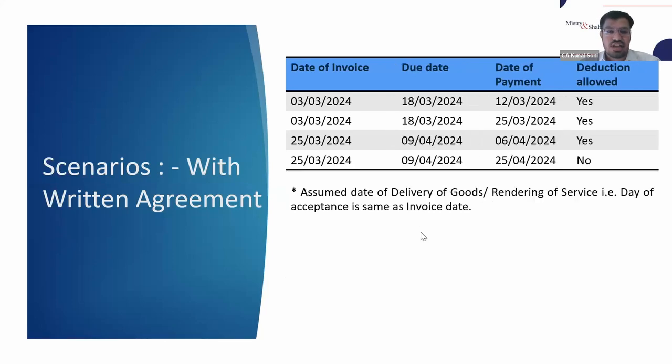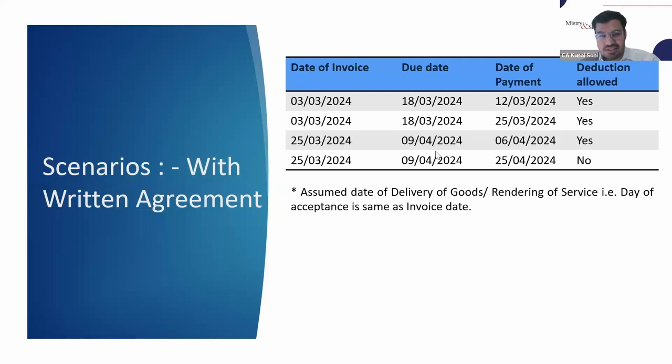Now the same thing, the scenario where there are no agreements. In case of no agreements, the due date is within a time period of 15 days. So let's say in this case, date of invoice is 3rd of March, due date is 18th of March, date of payment is 12th of March, deduction allowed. In this case, date of payment is 25th March, as it is within the financial year, payment allowed.